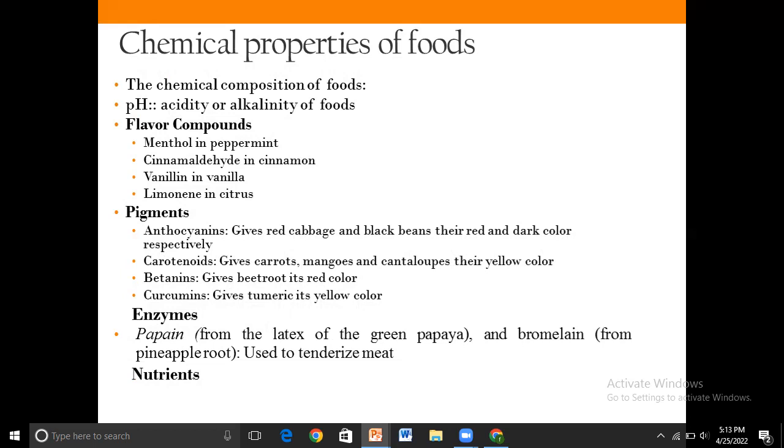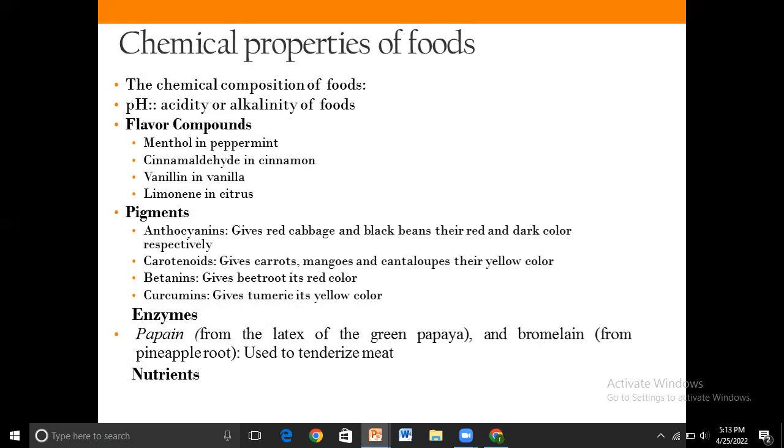Then cinnamon has cinnamaldehyde, which gives it the particular taste of cinnamon. Vanilla ice cream has the vanillin component in it. Citrus fruits have limonene, which gives that citrus taste. That is about flavor compounds in foods. Then there are pigments in foods, which are also chemical in nature. Anthocyanin gives the red color to grapes, cabbage, etc.